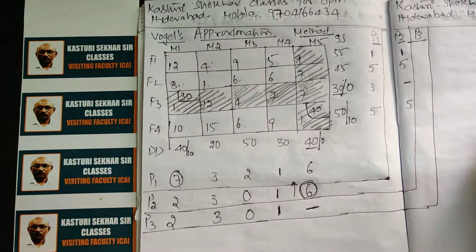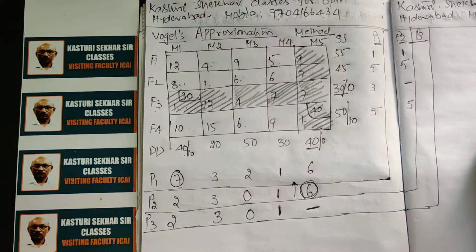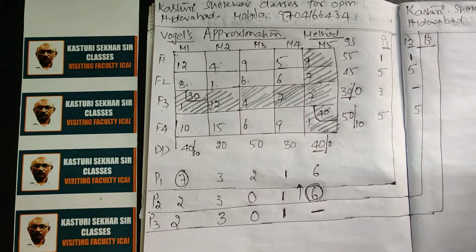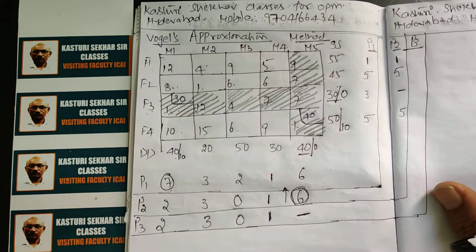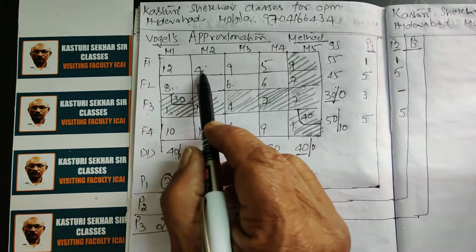Market 5 requirement is fully satisfied. So there is no need to calculate the penalty. Let us calculate the penalty row wise.